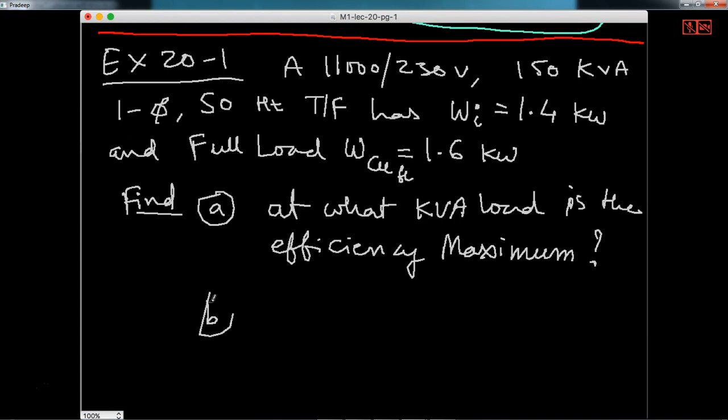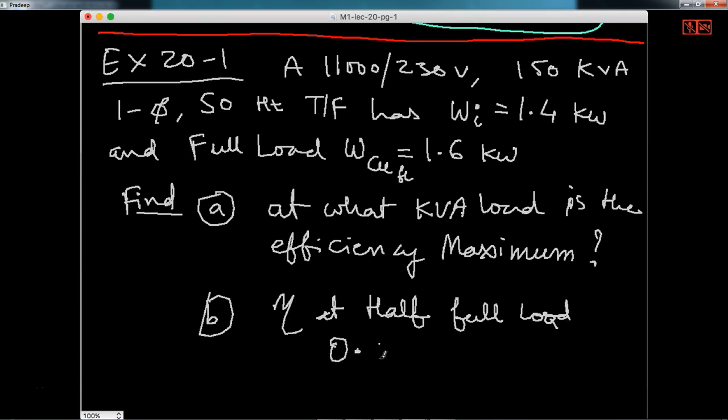And the second one, efficiency at half full load, 0.8 power factor leading. So this is the question. Okay. So take a minute, note down the question first and try to solve the question yourself. I'll give you 2 minutes time. Try to solve the question, and meanwhile I will also solve it.